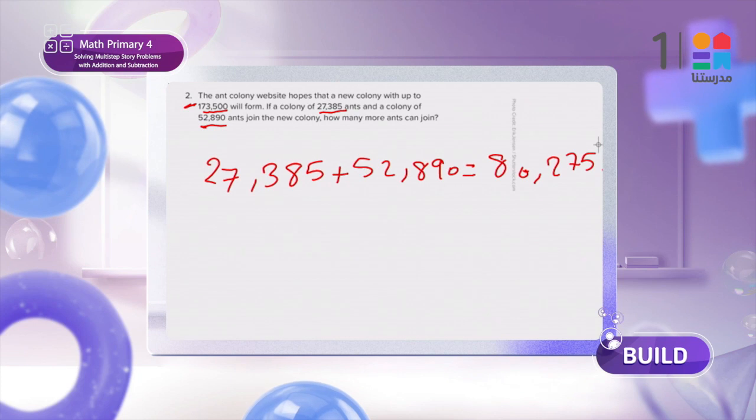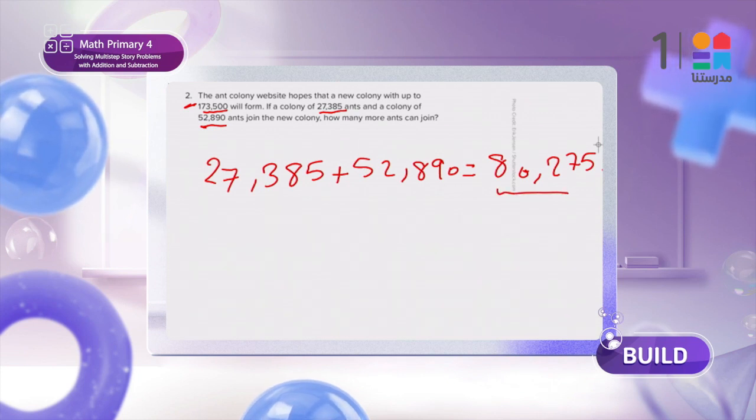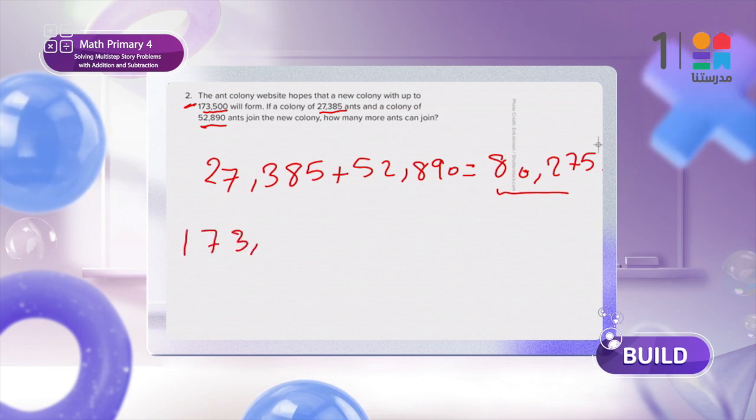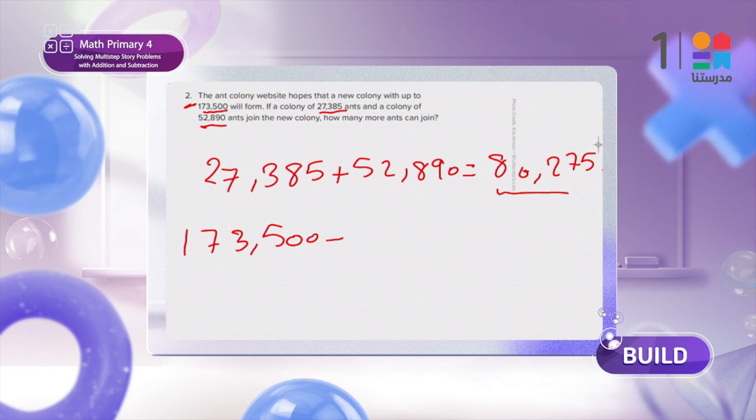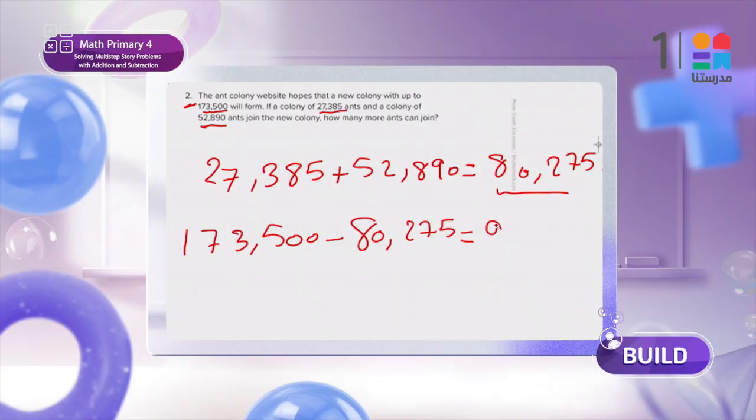The answer is that I will subtract 80,275 from the biggest number. So what will I do? I will do 173,500 minus 80,275. The final answer will be 93,225.